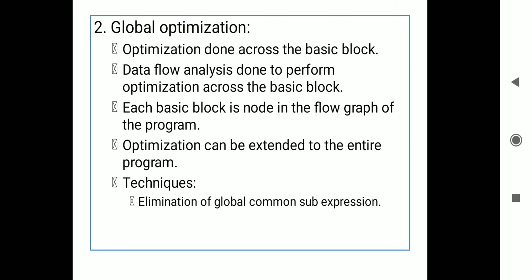Global optimization means optimization performed across the basic blocks. So data flow analysis is required to perform the optimization across the basic blocks. Each basic block is made a node in the flow graph of the program. Optimization can extend to the entire program. Elimination of global common subexpressions is one of the techniques used here.